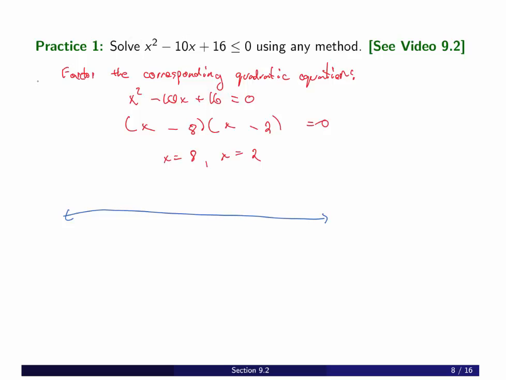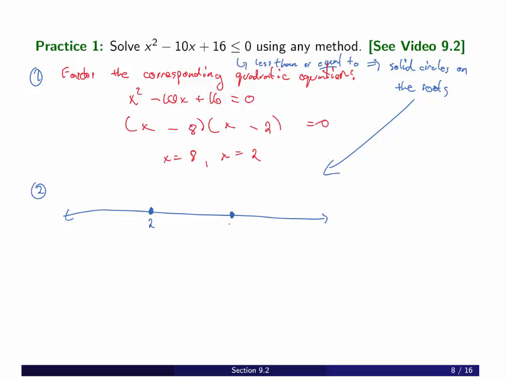So this is step 1. This is step 2. Okay, you draw your number line and you place the roots on the number line. Because we're using a less than or equal to sign, that implies solid circles on the roots. Where we place the roots, we're going to use solid circles because they're included in the solution. So this is 2, this is 8.